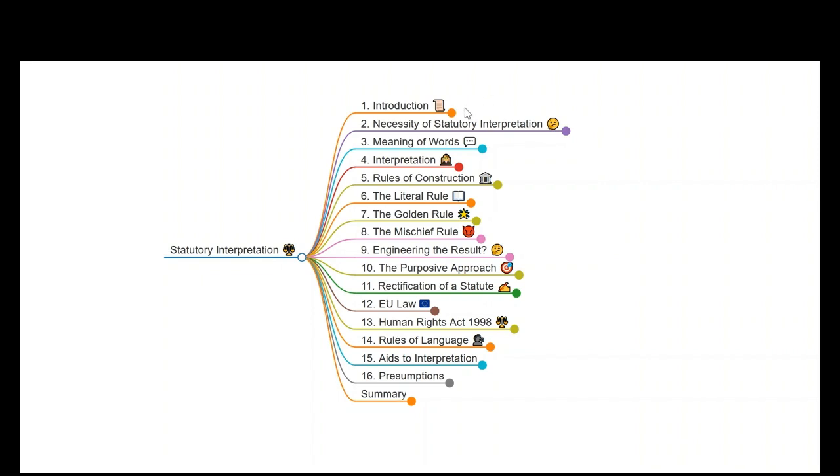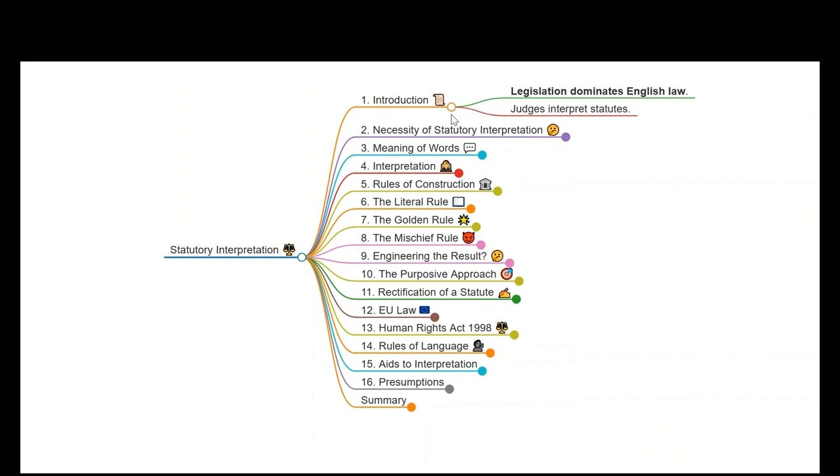So, let's get started. 1. Introduction. As the mind map shows, legislation now dominates English law. But simply passing a law isn't enough. Judges have to interpret statutes, and their approach greatly affects the outcome of a case. Why is this so important? Because the way a judge interprets a statute can be the difference between winning and losing a case.